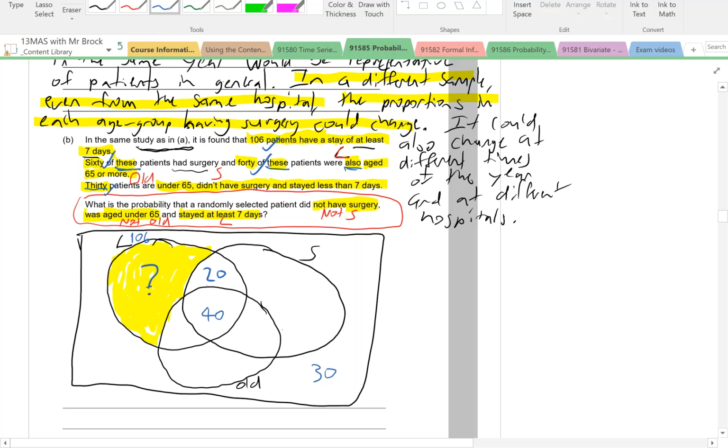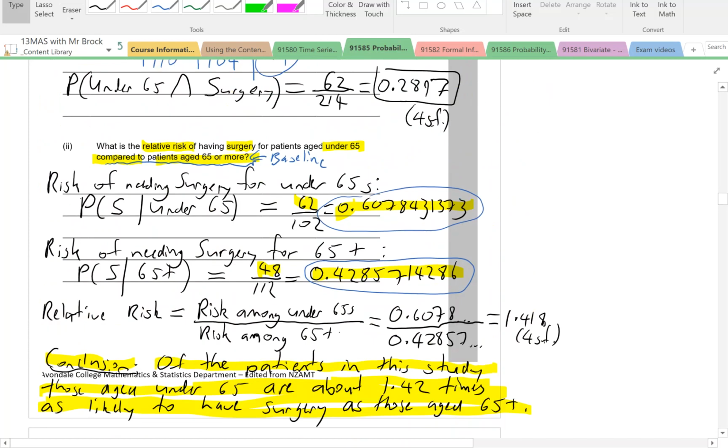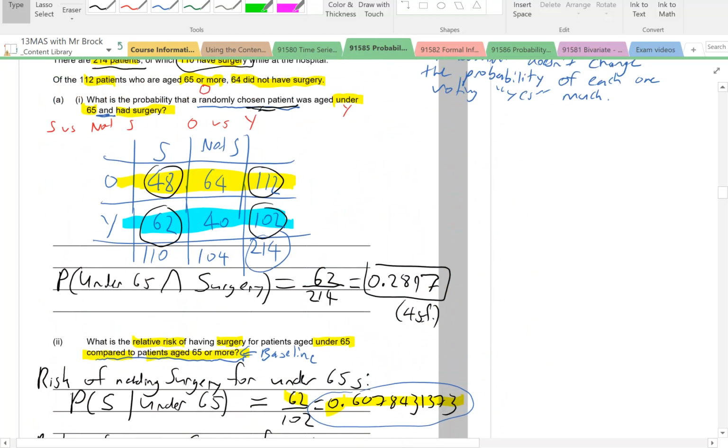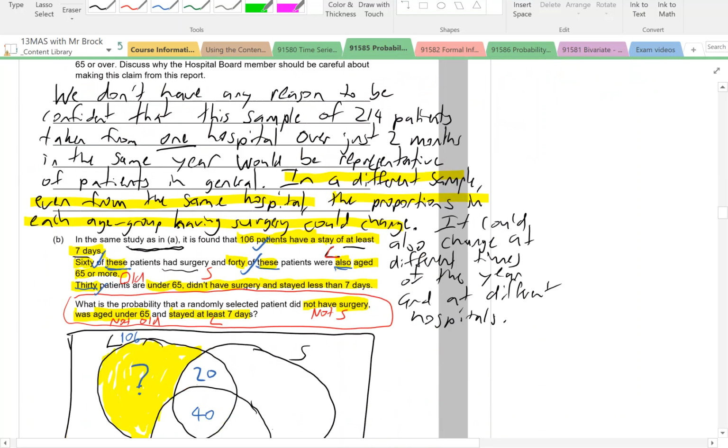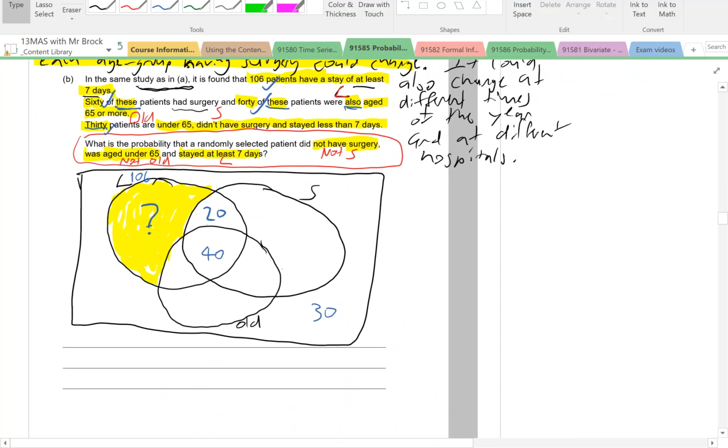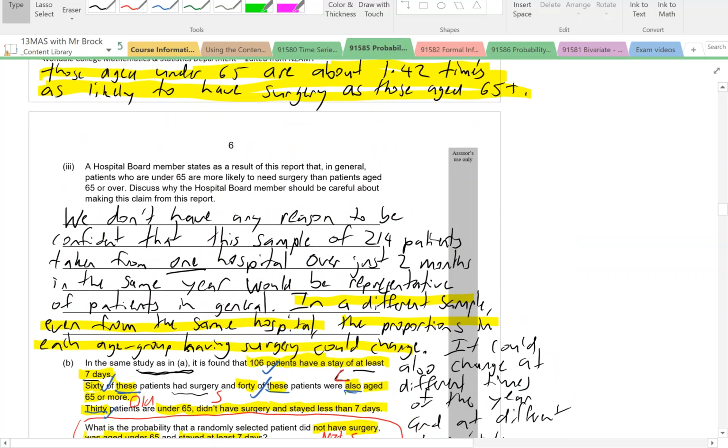Okay, do we have enough information yet? No, we don't. So we need to go back to the information we got from the first part of the question, question A. And what we need to do is transfer everything from this two-way table into that three-way Venn diagram. So what I'd like you to do is, if you haven't already, draw up the diagram we've got so far and take the information from the two-way table and see if you can assign it to the right regions, and then have a go at the question yourself.